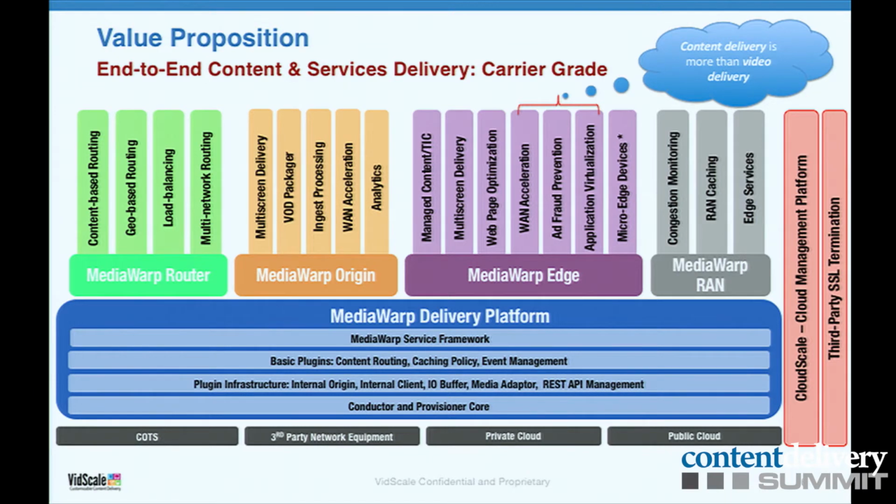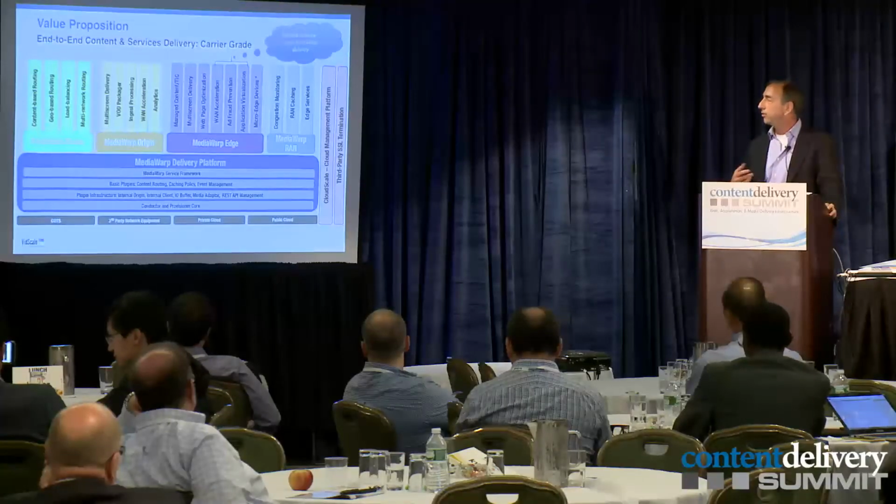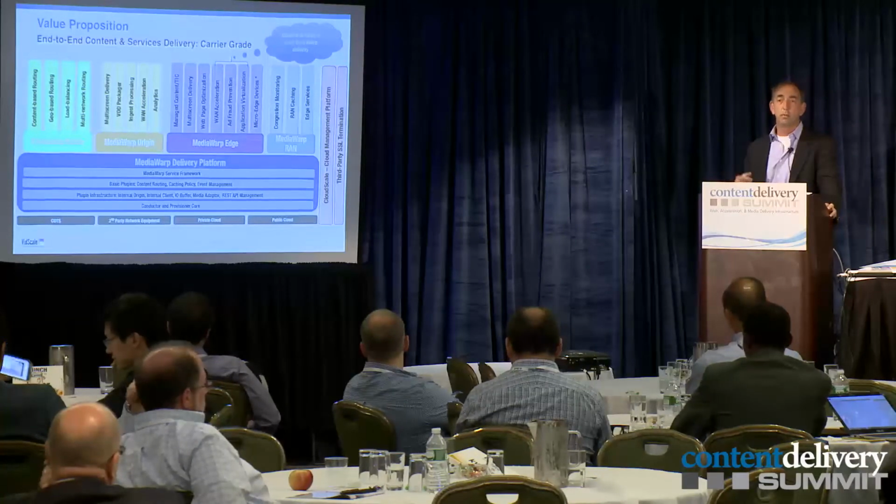So if you take a look at that, we started with the blue section on the bottom there, the media delivery platform. And then we built out our edge, and we built out our micro edge, or the RAN or Wi-Fi edge, and then we went back and started building out our origin side of the business. And as you do that, if you look at the purple Media Warp edge here, you'll see what you'd expect, managed CDN and transparent caching. But then you start to see the types of services you want to layer on top of that, right? Multi-screen delivery, web page optimization, WAN acceleration, and then you start to get into really interesting technologies that you can bring in to really help generate revenue for your end customer.